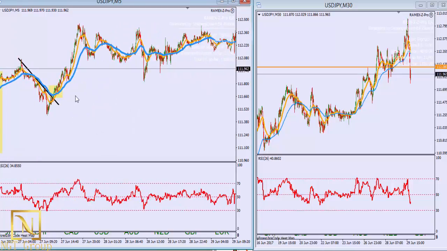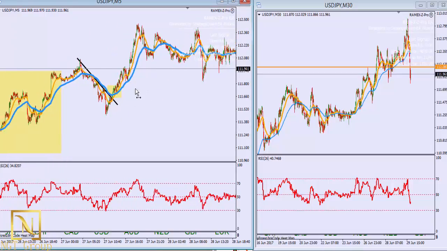then we would most likely look for our target. Our target usually be the average day move, which we would measure that previous move before, and we would take it from here to here. So as you see, we would take our profit up in this zone here.